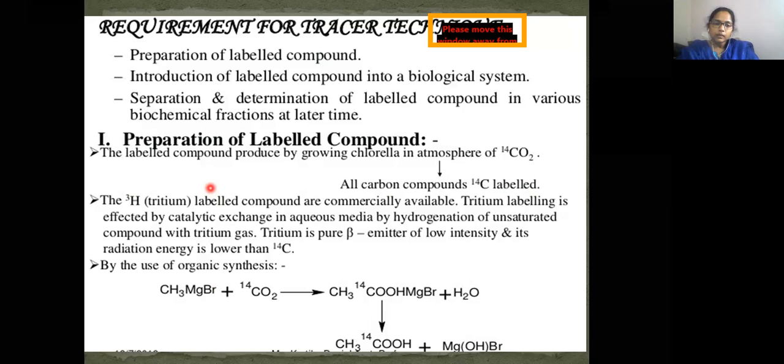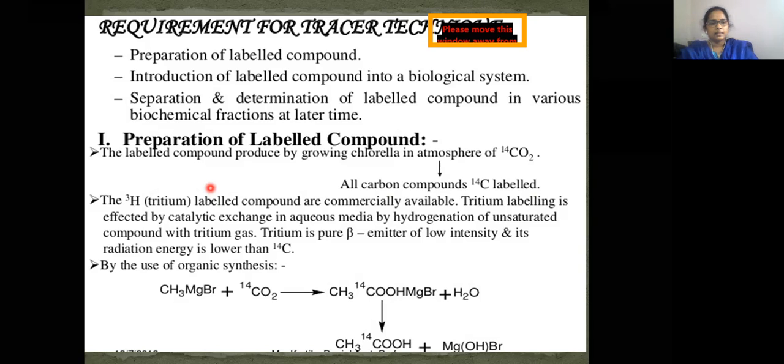So here, how will you prepare the labeled compound, right? So we selected a compound, right? First thing is we have to select the compound to be radio labeled, like we need to select the precursor, right? So depending upon the reactions, like in case of acetate mevalonate pathway, in that we can select the acetyl unit, acetyl CoA as the precursor, right?